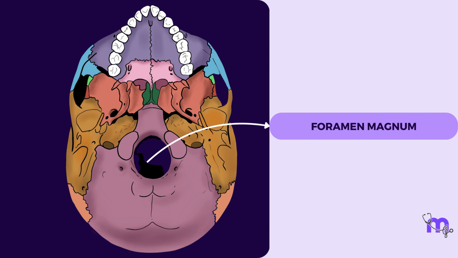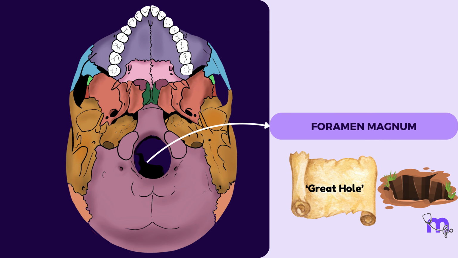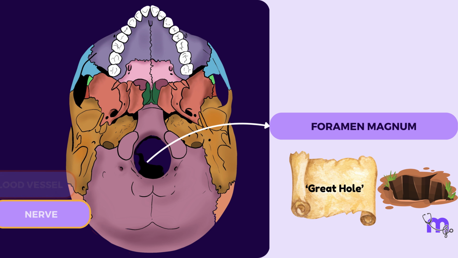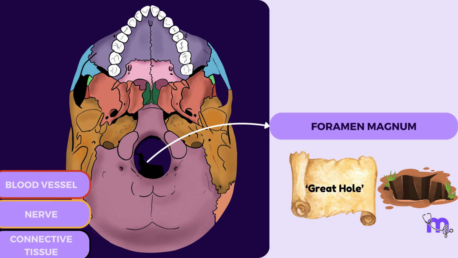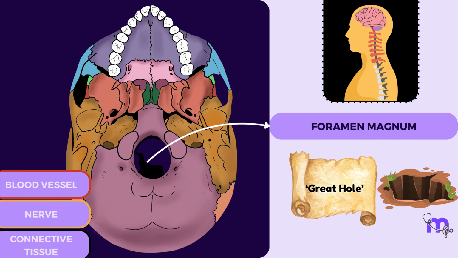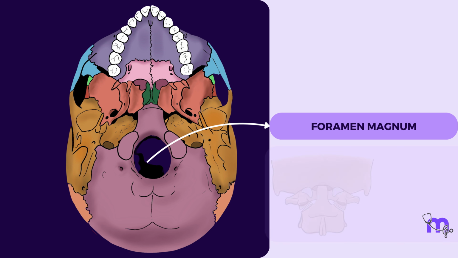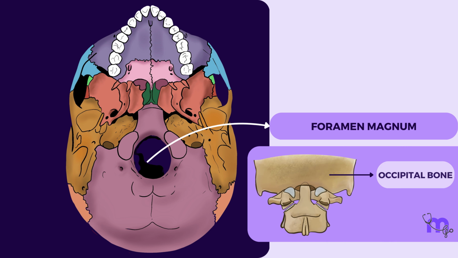The term foramen magnum means great hole in Latin, and through this opening, essential nerves, blood vessels, and connective tissues pass between the brain and the spinal cord. It is positioned at the junction between the occipital bone and the first cervical vertebra, or the atlas.